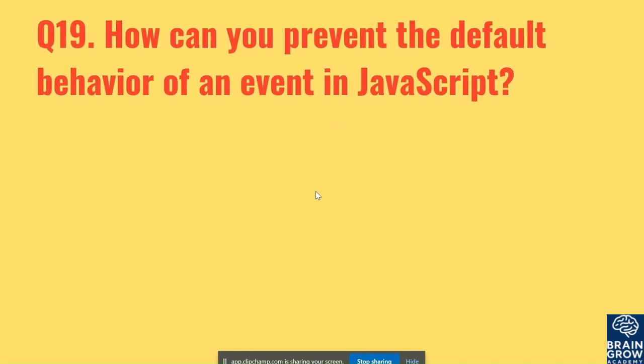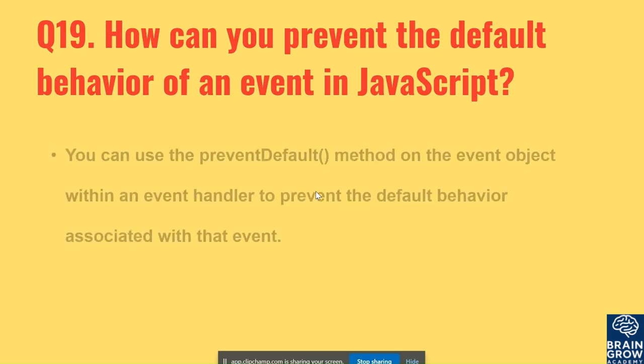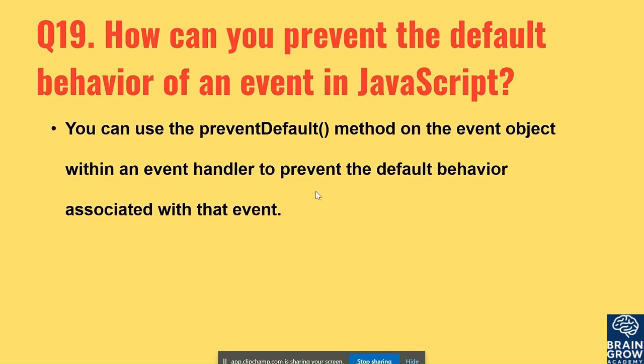And how can you prevent the default behavior of an event in JavaScript? You can use the preventDefault method on the event object within an event handler to prevent the default behavior associated with that event. When we create a form and try to submit, our page reloads. When we use preventDefault, it stops the page from reloading.